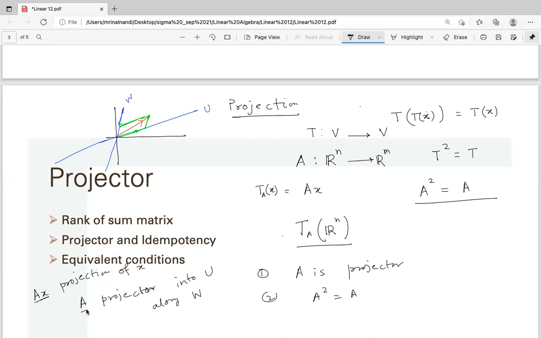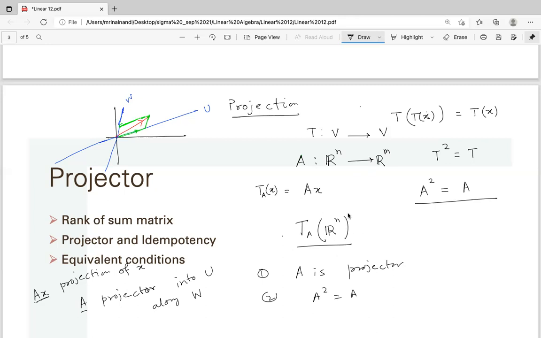And if A is a projector into U along W for some U and W, then we call A a projector. These are the two terminologies. If I say A is a projector into U along W, that means Ax is a projection of X into U along W. Now, if I say A is a projector, that means A is a projector into U along W for some U and W. You have to find that U and W, and it is clear what U is.